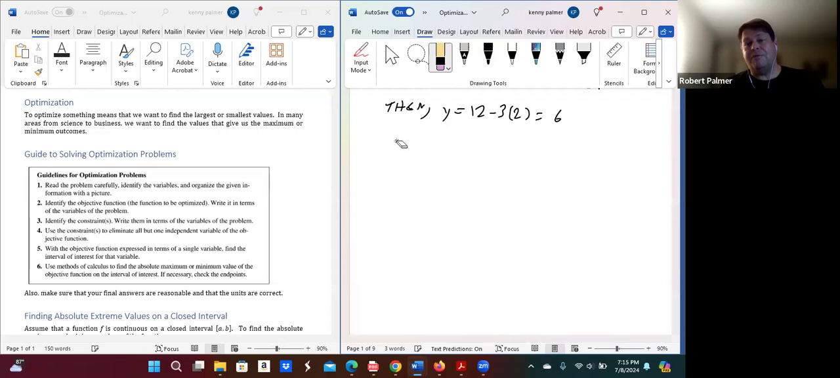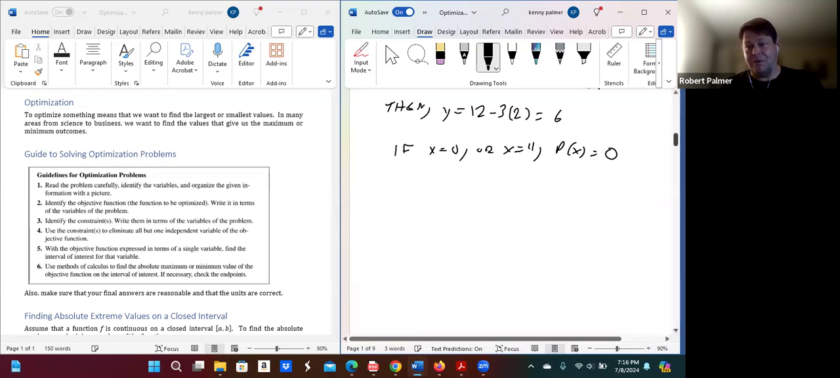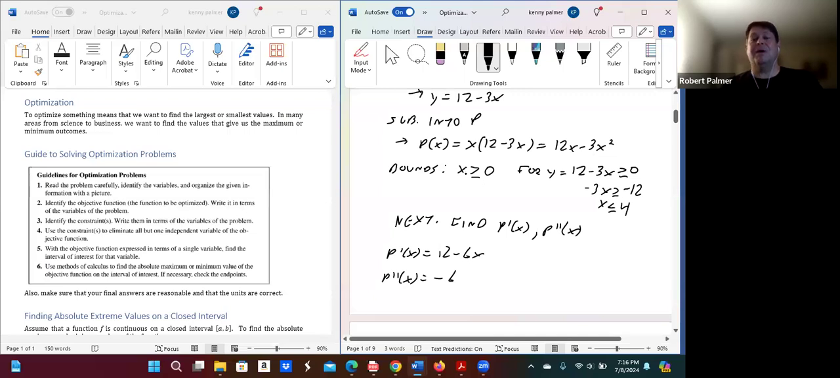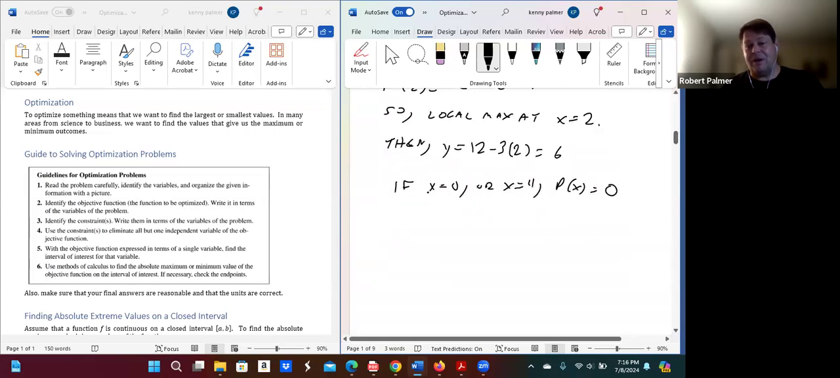And then one more thing. If x equals 0 or x equals 4, then our p of x is going to be 0. That's what we said a minute ago. Okay, we found our bounds. If x is 0, then our whole thing is 0, because 0 times something is 0. And if x is 4, y becomes 0. So basically, our maximum is right there.